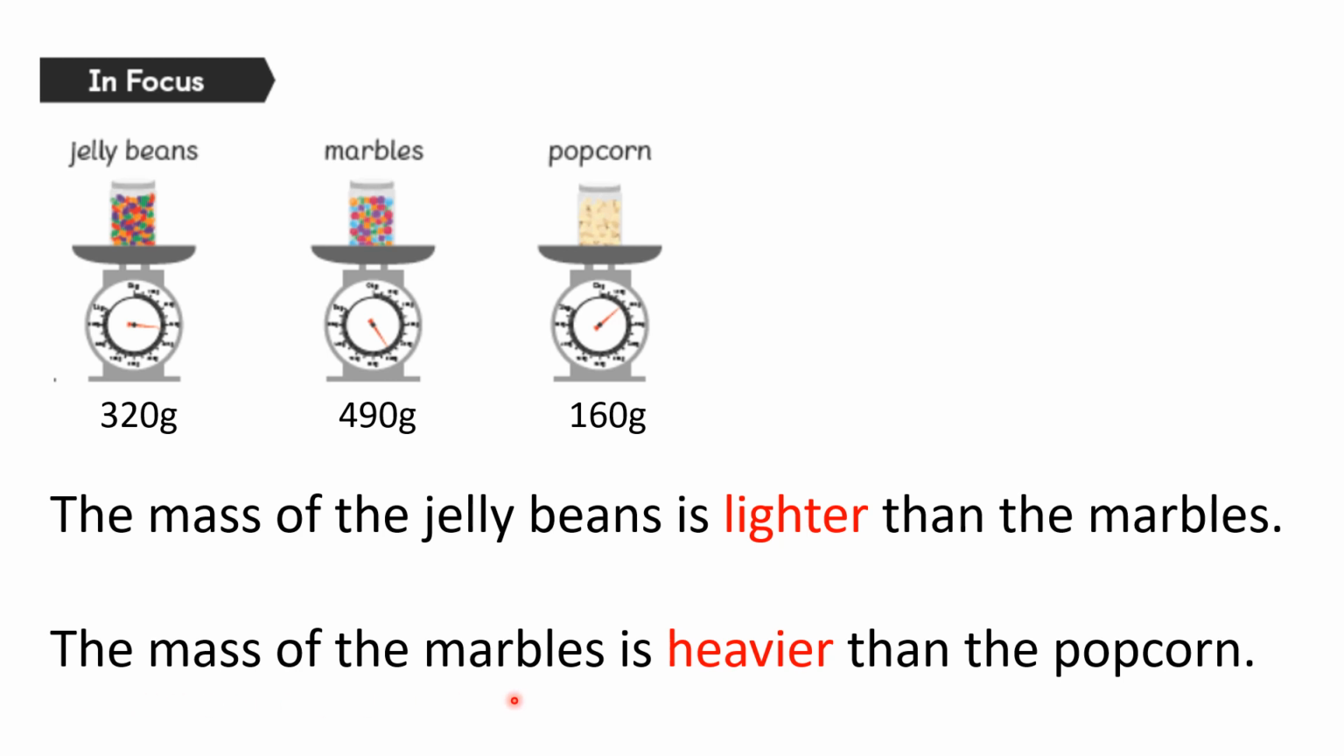The second way I compared them was with this second sentence. The mass of the marbles is heavier than the popcorn. And again, I looked at the mass of the marbles, which was 490 grams, and then the mass of the popcorn, which was 160 grams, and I saw straight away that 490 is a larger number, it has a larger value than 160, therefore the marbles are heavier than the popcorn. Perhaps those were the 2 sentences or a couple of sentences you came up with, or you might have thought of some more too.